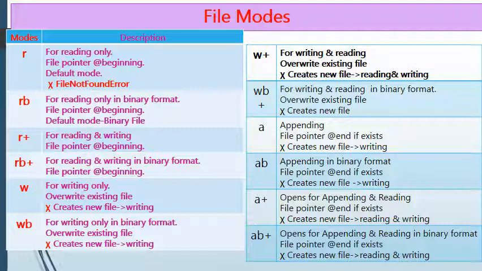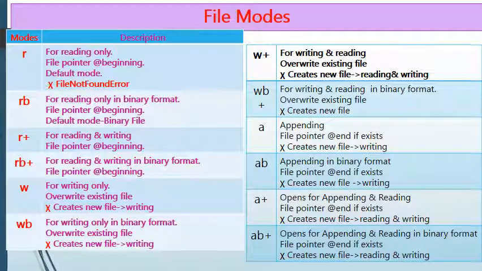Suppose we are going to use W plus in text mode, that means a text file, it can be used for both reading as well as writing. It will also overwrite the existing content of the file. If the file does not exist, it will create a new file. You can do reading and writing in that particular file.